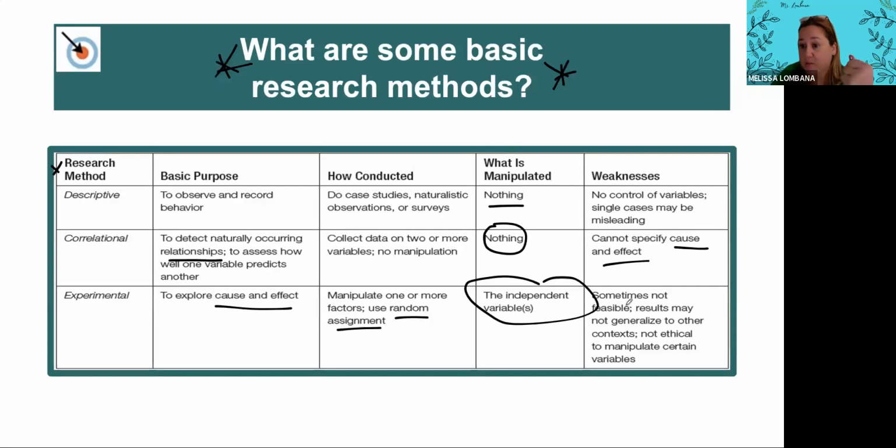And then this is the weakness: sometimes they are not feasible. It's very difficult to do, right? Especially if we're looking at ethics. And then obviously sometimes it cannot be generalized to real-life context, in the sense that if I'm doing a study in the lab, I cannot necessarily apply it in real life, because the behavior may change once they're outside of the lab, okay, which happens.